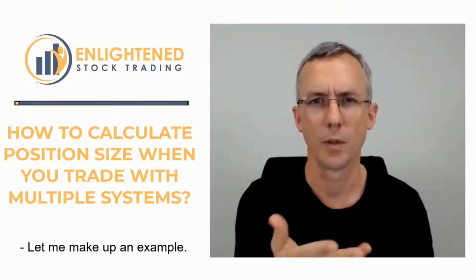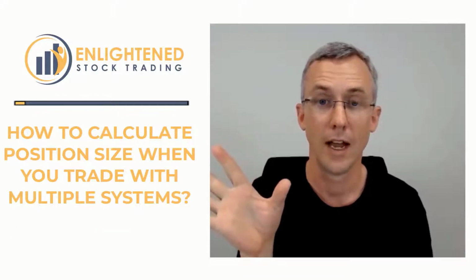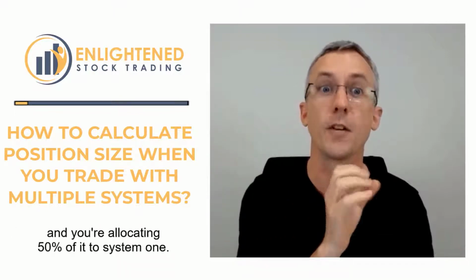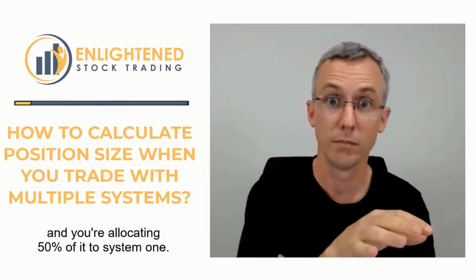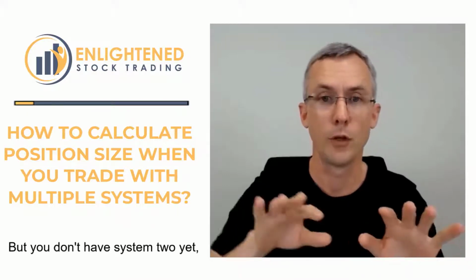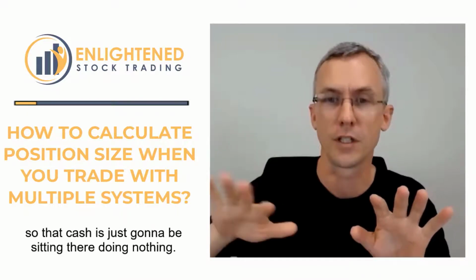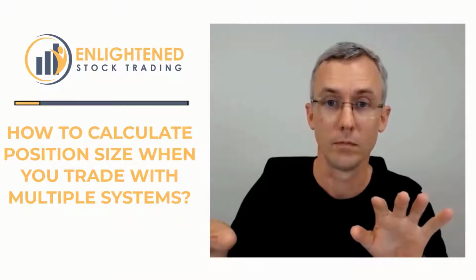Let me make up an example. This will illustrate it. Let's say you had $50,000 in your account and you're allocating 50% of it to system 1. Okay. But you don't have system 2 yet. So that cash is just going to be sitting there doing nothing.